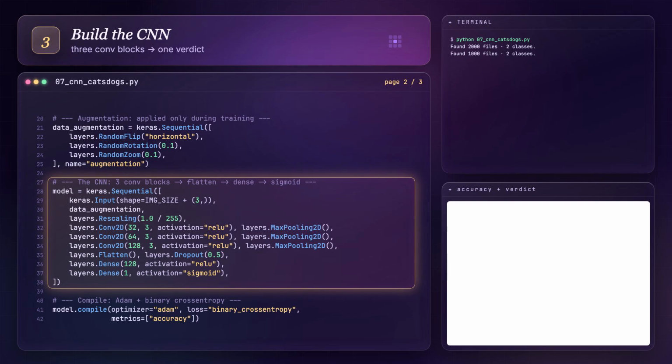Now the network itself. It opens with that augmentation block, then a rescaling layer that divides every pixel by 255, turning 0 to 255 into a clean 0 to 1. Then the heart of it, 3 Conv2D plus max pooling 2D pairs, 32 filters, then 64, then 128. Each block seeing more abstract patterns and halving the map. Flatten, dropout to fight overfitting, a dense layer of 128, and finally that single sigmoid neuron.